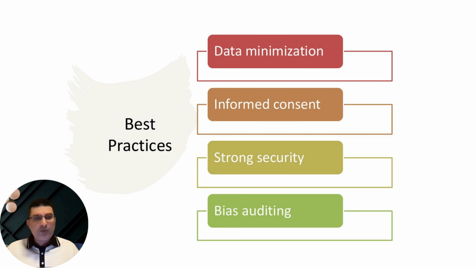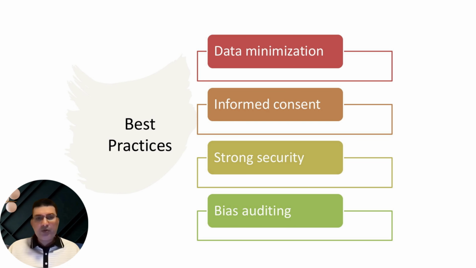So what can we do? Let me summarize key principles. 1. Data minimization. Collect only what you need. More data is not always better. Less data means less risk. 2. Informed consent. People should know what is collected, why, how it is used, who accesses it. Consent must be meaningful, not hidden in 50-page terms.